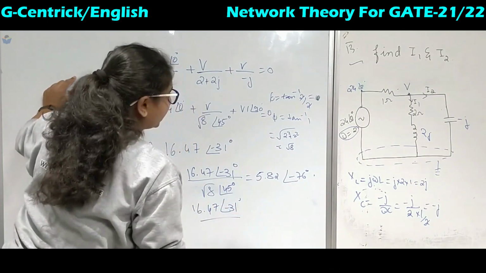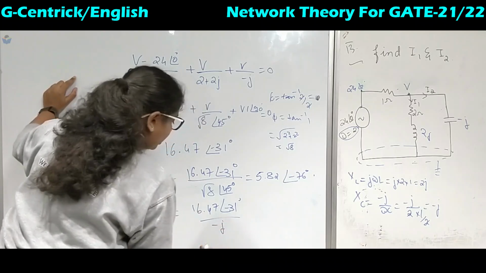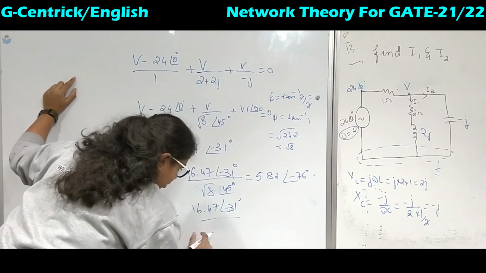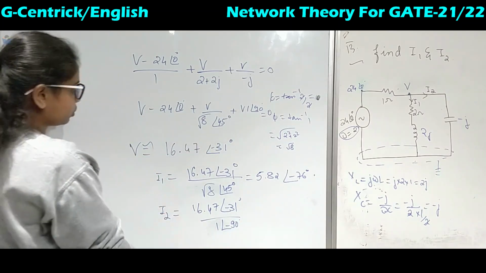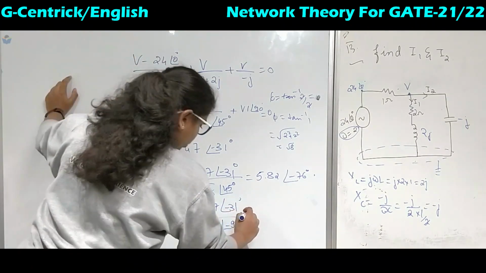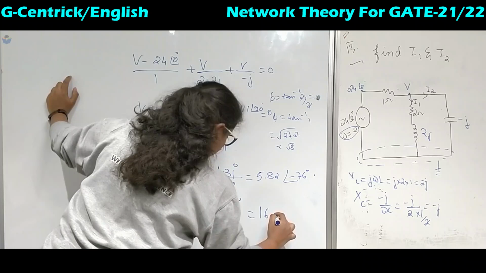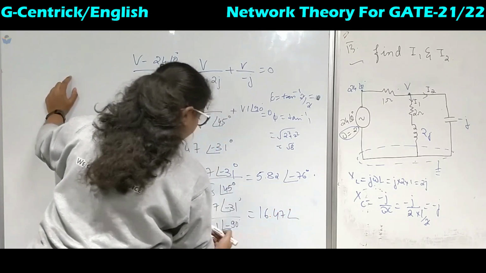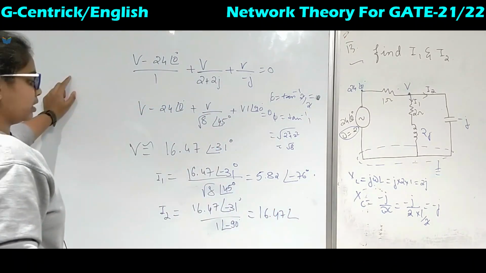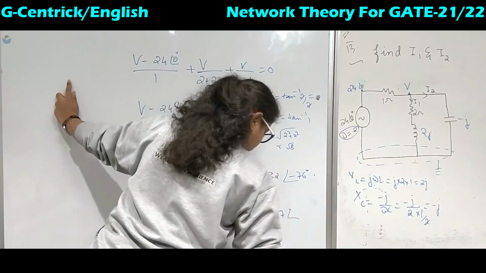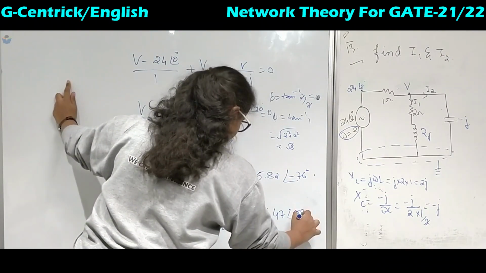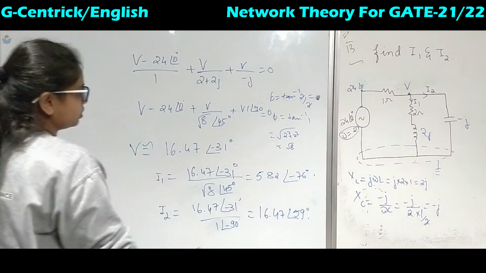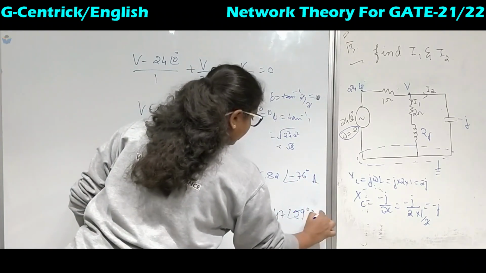Similarly, when you calculate the value of I2, it is V upon minus j. Minus j is nothing but 1 angle minus 90 degree. When you solve this one also, plus 90 will go up. So it will come out to be 16.47 angle 90 minus 31, which is 59 degrees. This is in amperes and this is also in amperes.